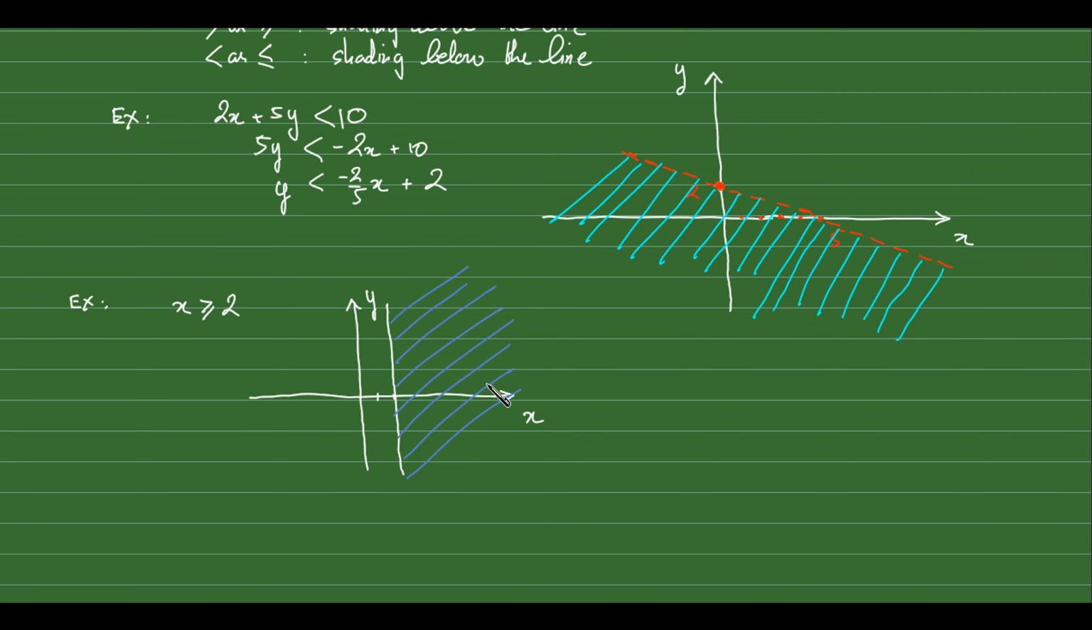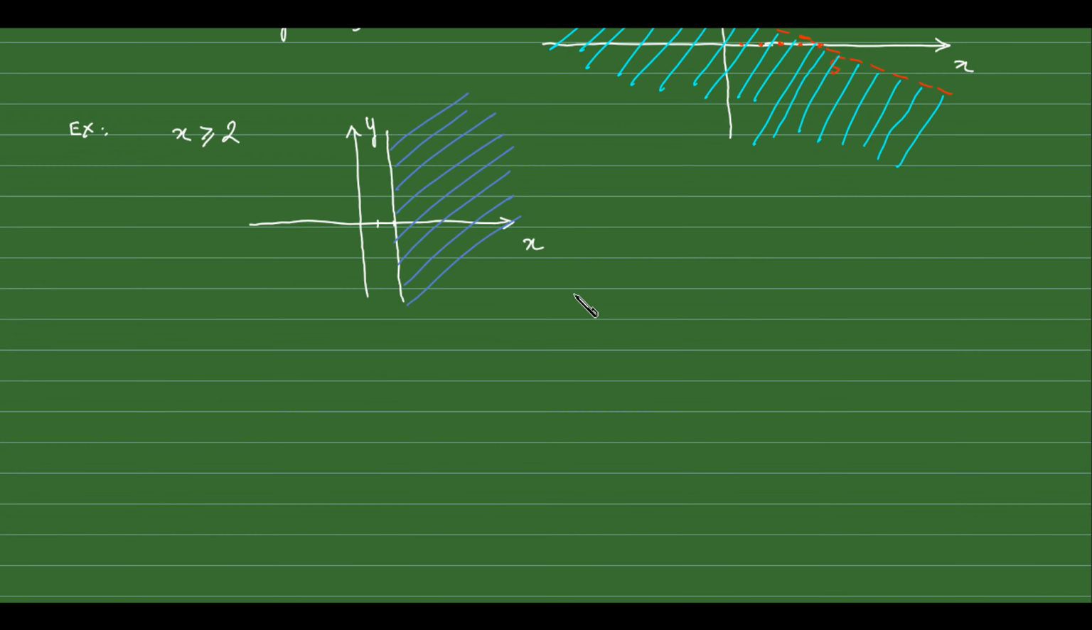Alright, so this is a very special case. How about I have something like this? Back to white color. What if I have y less than -1?